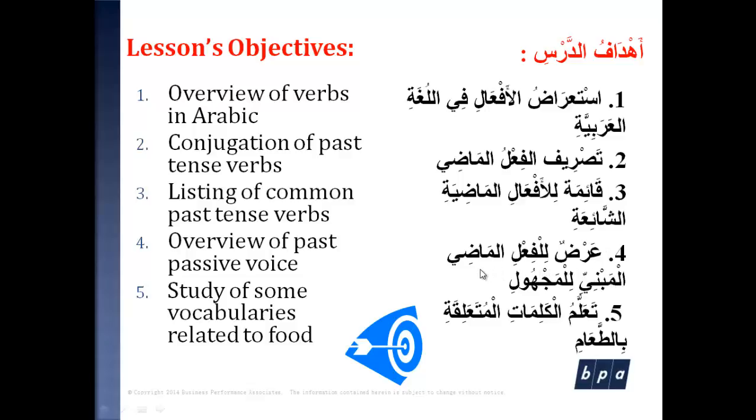عرض للفعل الماضي المبني للمجهول. We will have an overview of the past tense verb, الفعل الماضي المبني للمجهول, the past passive basically. The fifth objective is تعلم, study or learning, الكلمات المتعلقة بالطعام, the vocabularies related to food.